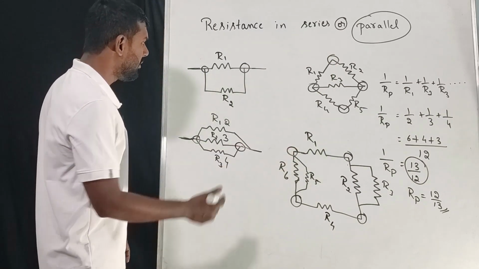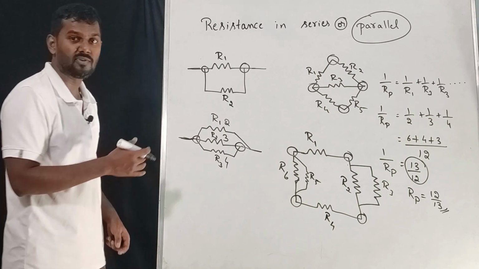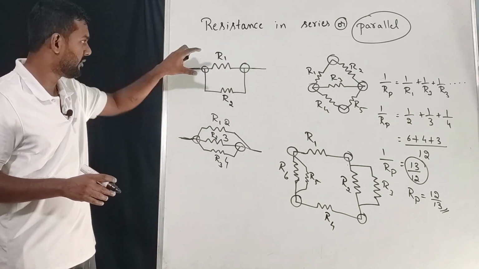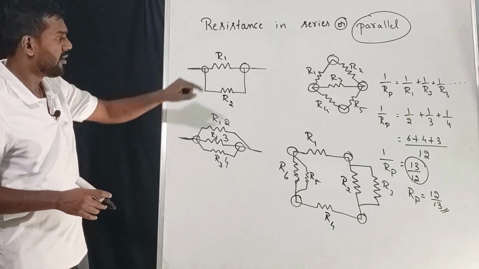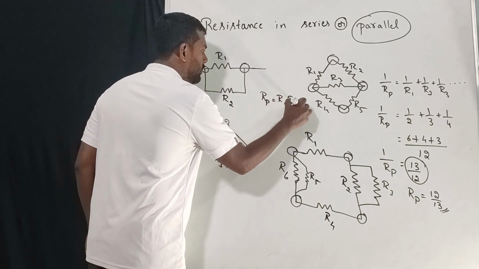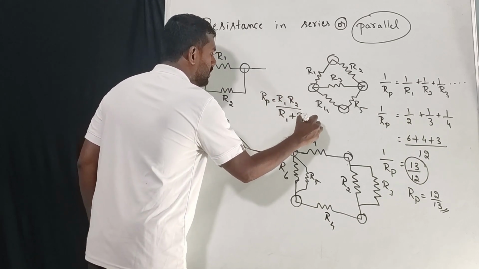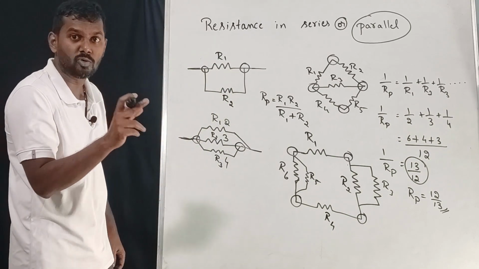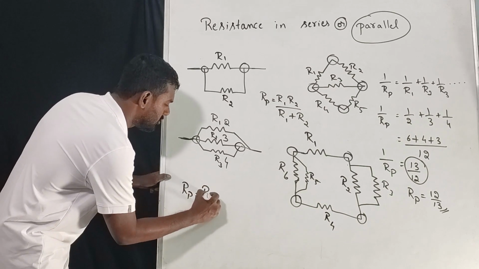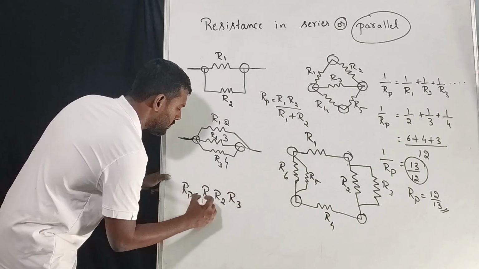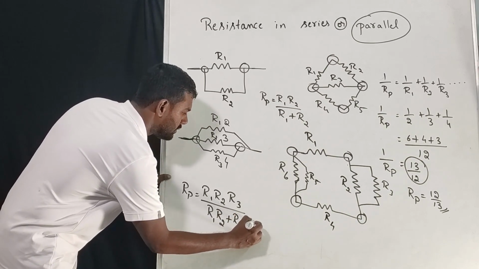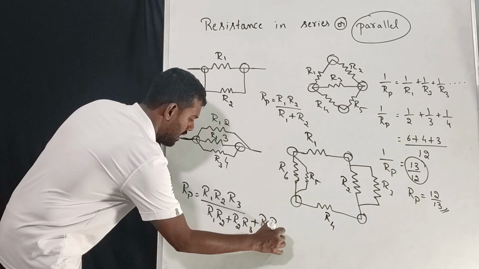So for them we have one more formula. But this formula has a limitation: it applies only if two resistances are connected in parallel. Listen, RP is equal to R1 R2 by R1 plus R2. If only two resistors are there, we are going to use this formula. If three resistors are there, we are going to use this formula: R1 R2 R3 divided by R1 R2 plus R2 R3 plus R1 R3.